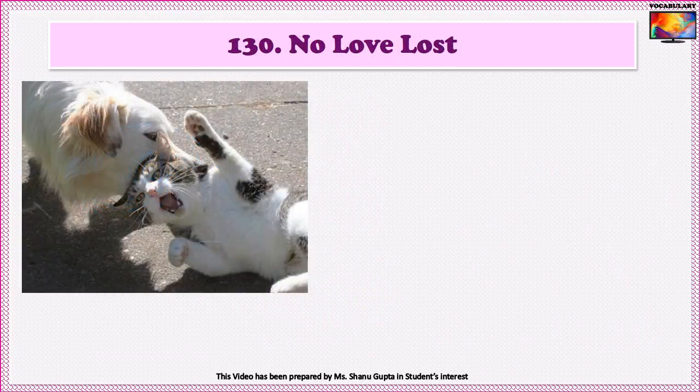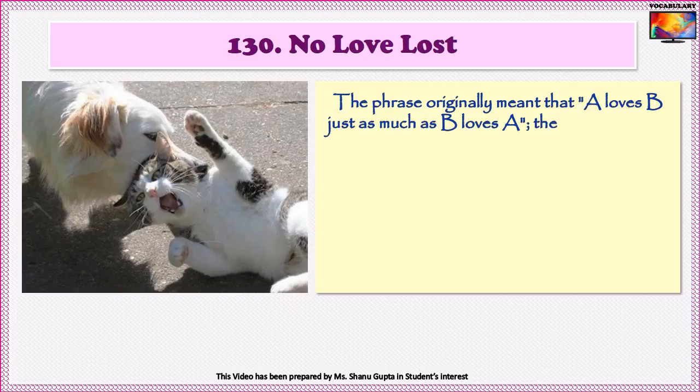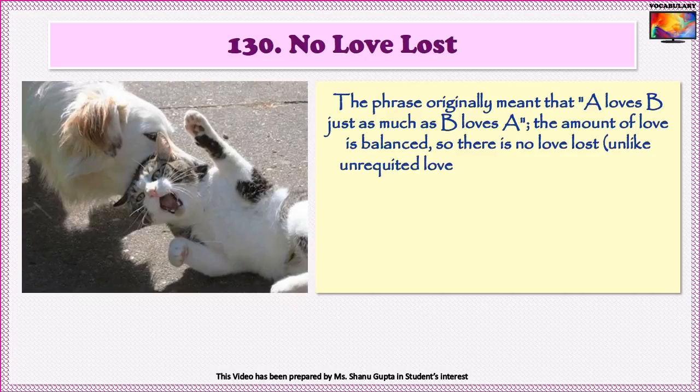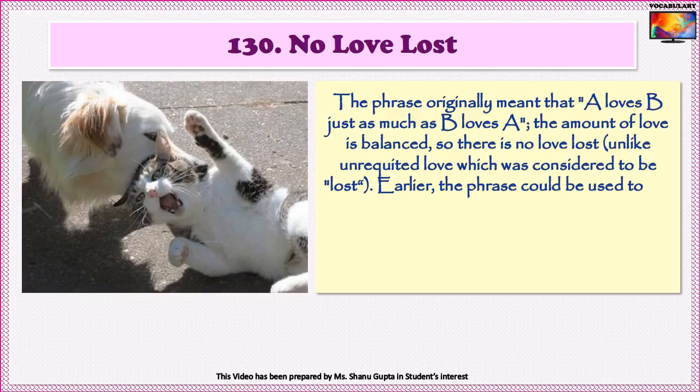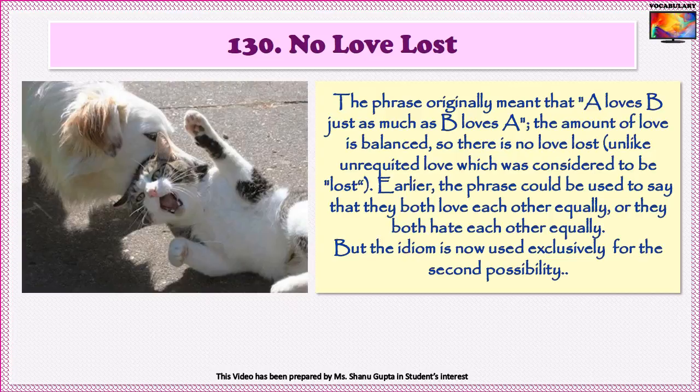And the last idiom in this section is, "there is no love lost between A and B." Interestingly, the phrase originally meant that A loves B just as much as B loves A. The amount of love is balanced, so there is no love lost, unlike unrequited love, which was considered to be lost. Earlier, the phrase could be used to say that they both love each other equally or they both hate each other equally. But the idiom is now used exclusively for the second possibility.